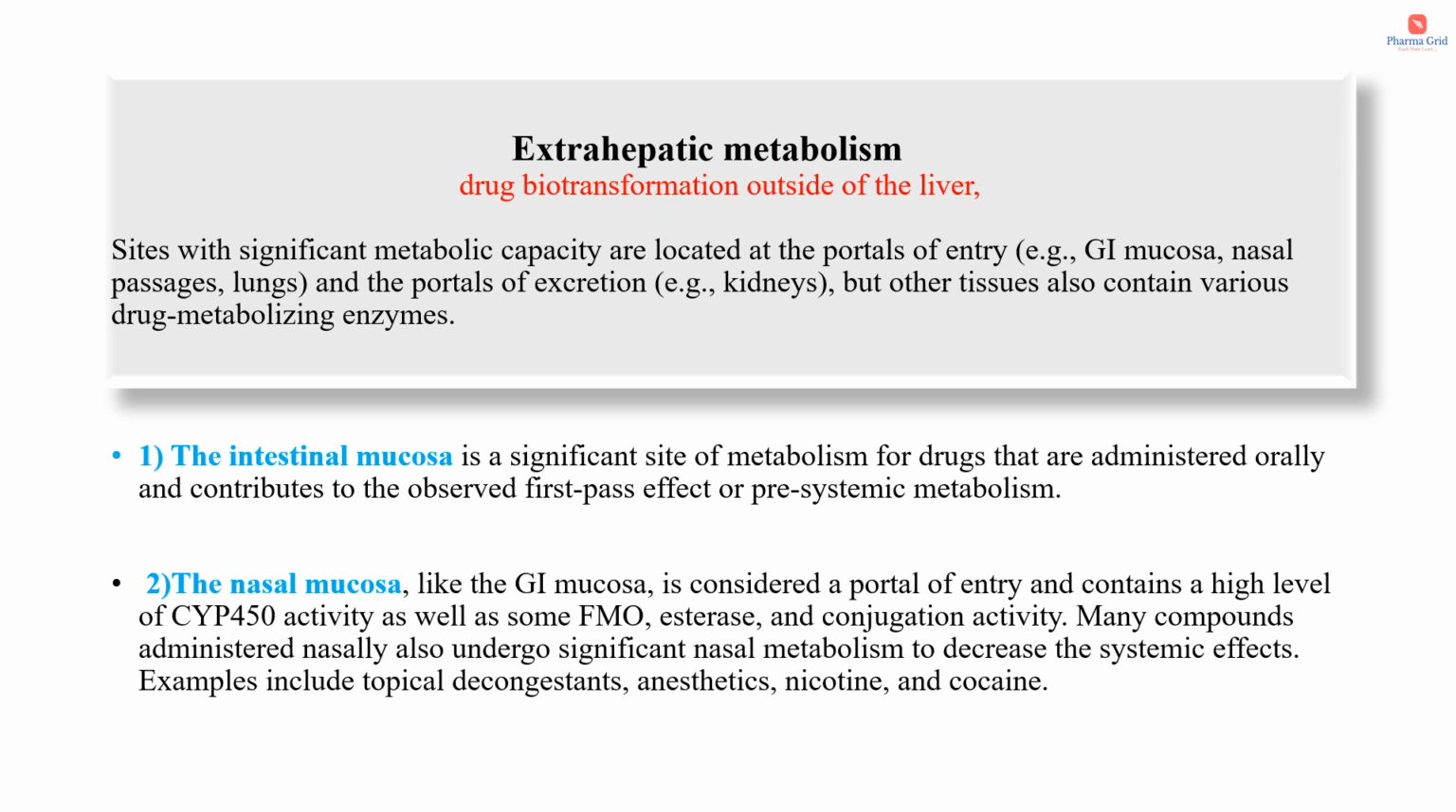So the first one is the intestinal mucosa. It is a significant site of metabolism for drugs that are administered orally and contributes to the observed first pass effect or pre-systemic metabolism. Next one is the nasal mucosa. Like the gastrointestinal mucosa, it is considered a portal of entry and contains a high level of cytochrome P450 activity as well as some FMO. FMO means flavin containing monooxygenase, then esterase and conjugation activity. Many compounds administered nasally also undergo significant nasal metabolism to decrease the systemic effects, for example, topical decongestants, anesthetics, nicotine, and cocaine.